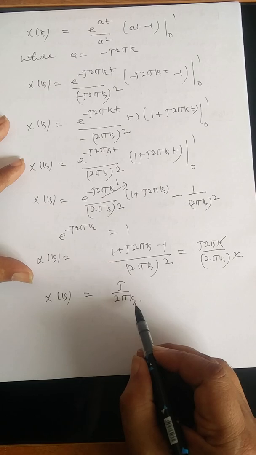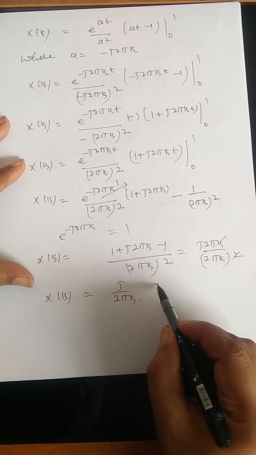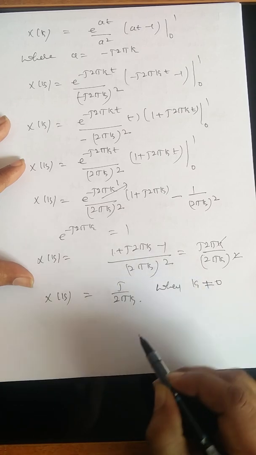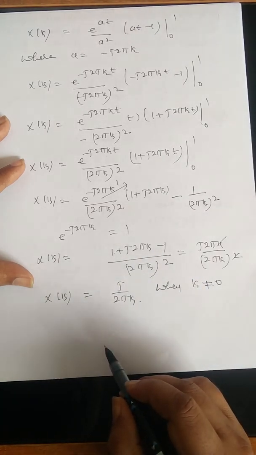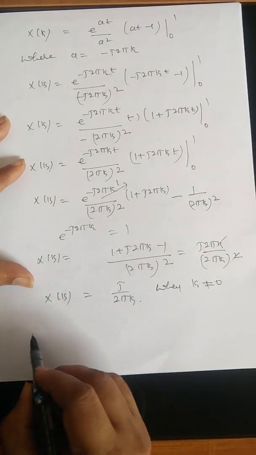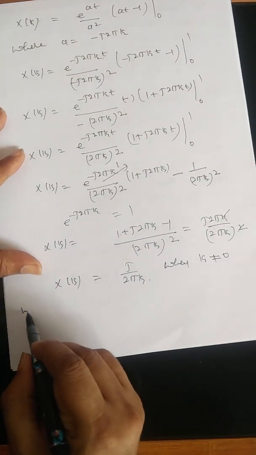This answer holds good only when k is not equal to 0. K is not equal to 0. What happens when k is equal to 0?